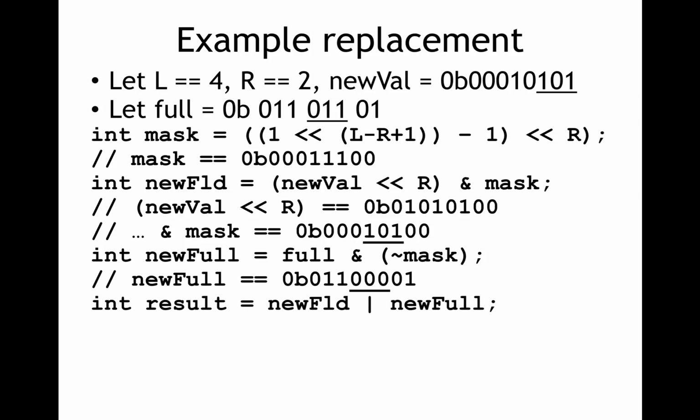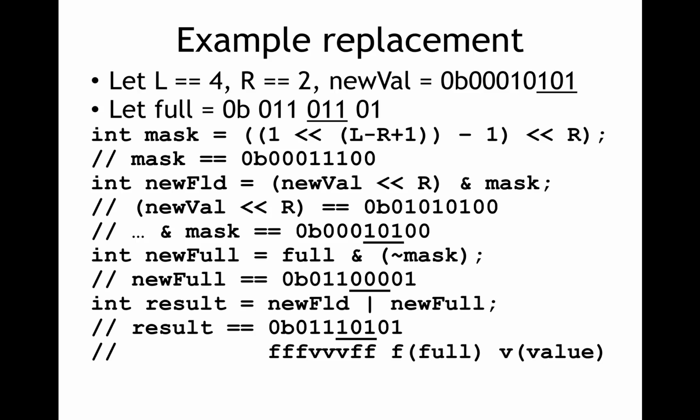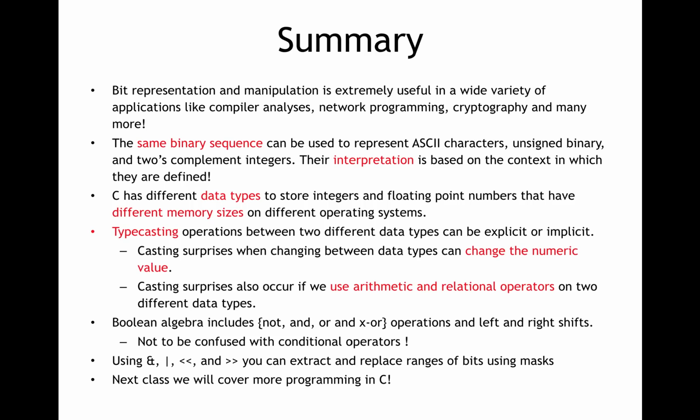Okay, then the last step is just OR, and we can see the result is like this. You can see the result shows bit 2 to bit 4 are from the new value, 101, and the other bits still remain the same as in variable 4. So only bit 2 to bit 4 is from the new value. It's so cool, right?